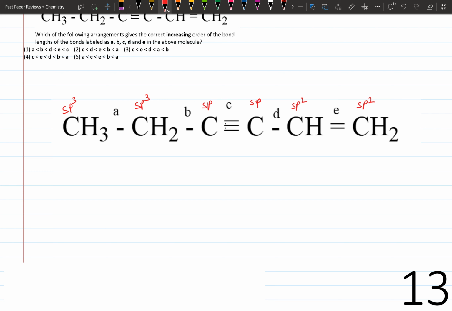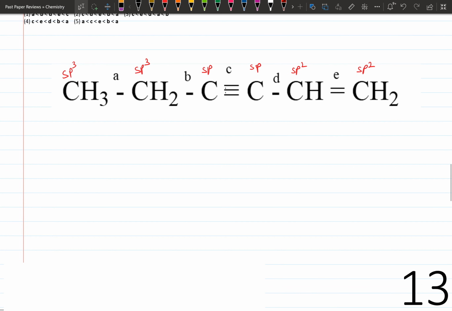So now we can compare the bond lengths. Bond A will be the longest, then we have bond B. Then we have bond E, which is longer than bond D, as bond E is sp2-sp2 compared to bond D's sp-sp2. This might seem a bit odd as in the structure given, bond D is a single bond. But in fact, bond D doesn't exist like this. The electrons from the adjacent electron clouds will delocalize to bond D, giving it a partial double bond nature in its resonance hybrid as shown here.